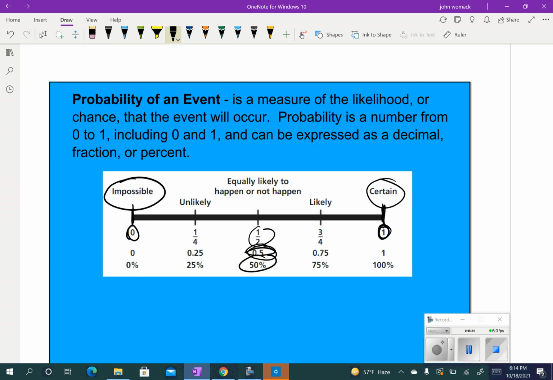Here, 0 would be, I don't know, pigs fly, impossible to happen. 1 would be, you're watching this video. Well, that's certain because you are watching the video right now.